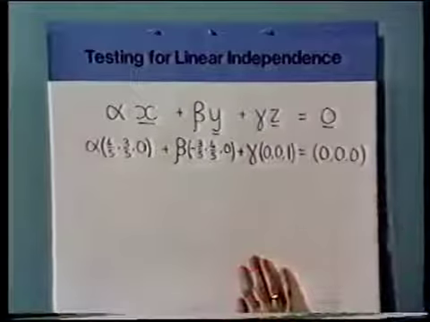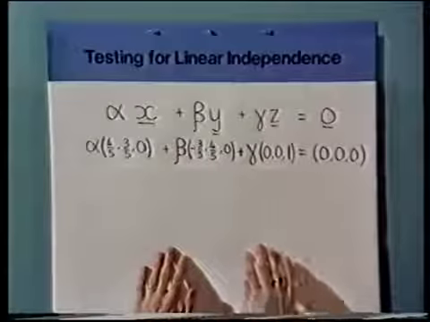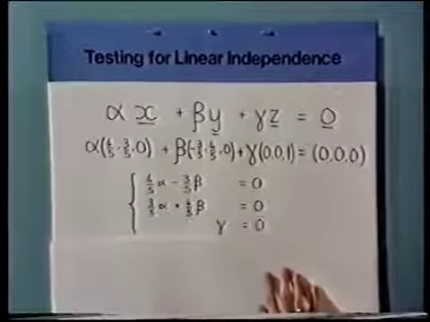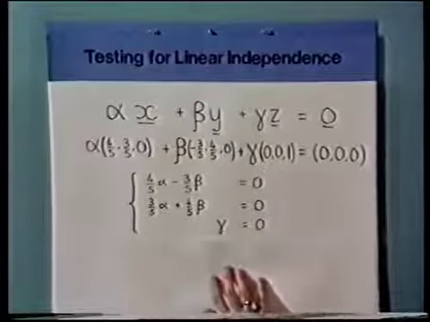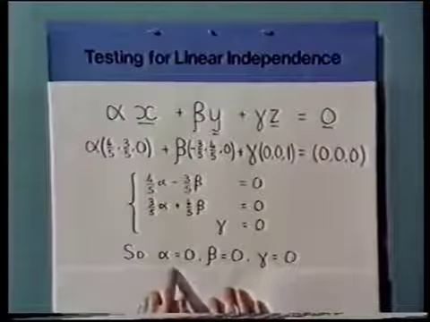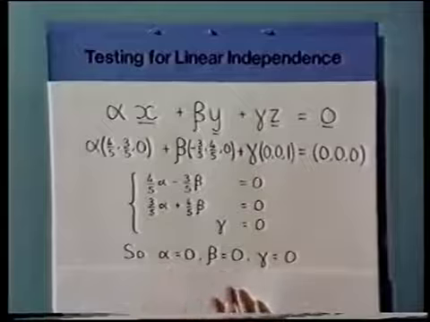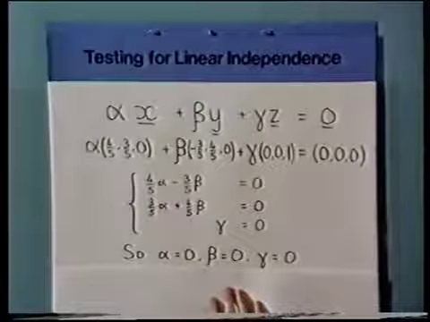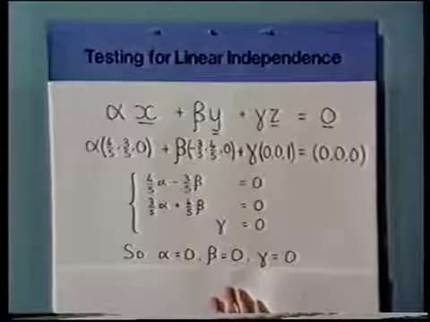If we now look at each coordinate in turn, then we get 3 simultaneous equations. These ones here. And these can be solved very easily to give us the solution alpha equals 0, beta equals 0, and gamma equals 0. And that's the only possible solution.